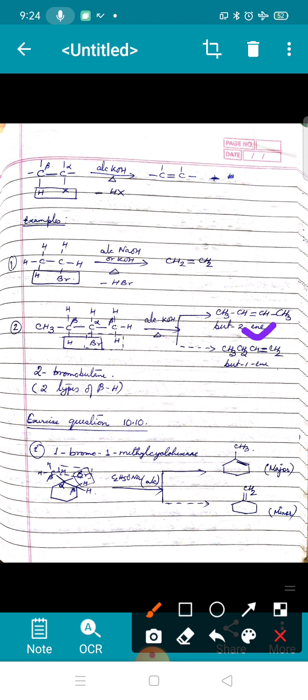So when an elimination reaction is asked, you need to be careful and identify which product is going to be the major product, because quite often in the exams they ask you to write the major product only. Now to understand this, we have taken exercise question 10.10. They have asked you to predict the major product and they have given you the starting material. The starting material is 1-bromo-1-methylcyclohexane.